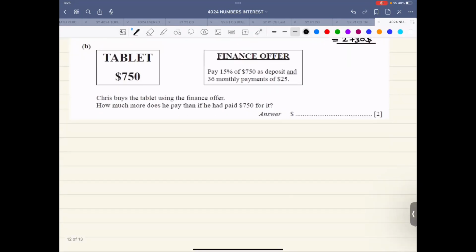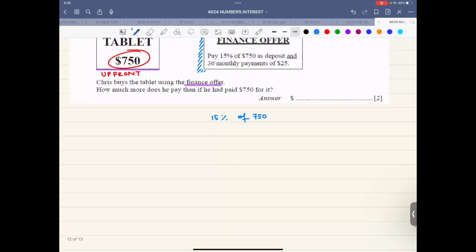Now let's look at the second part. The second part says that there is a tablet for $750. Chris buys the tablet using the finance offer. How much more does he pay than if he had paid $750 for it? If he had paid right up front, he would have paid $750. But he is using the finance offer. What is the finance offer? The finance offer is to pay 15% of $750 as a deposit.